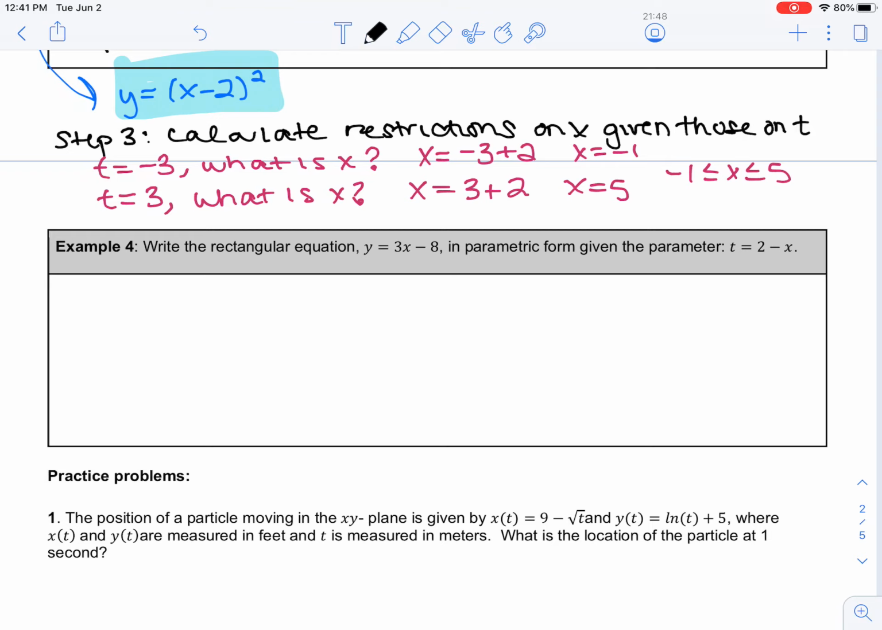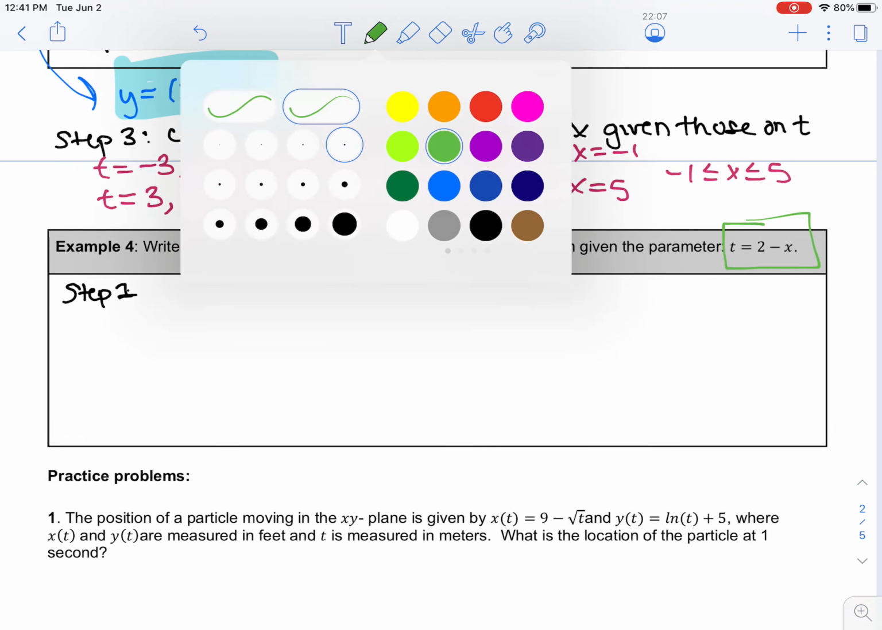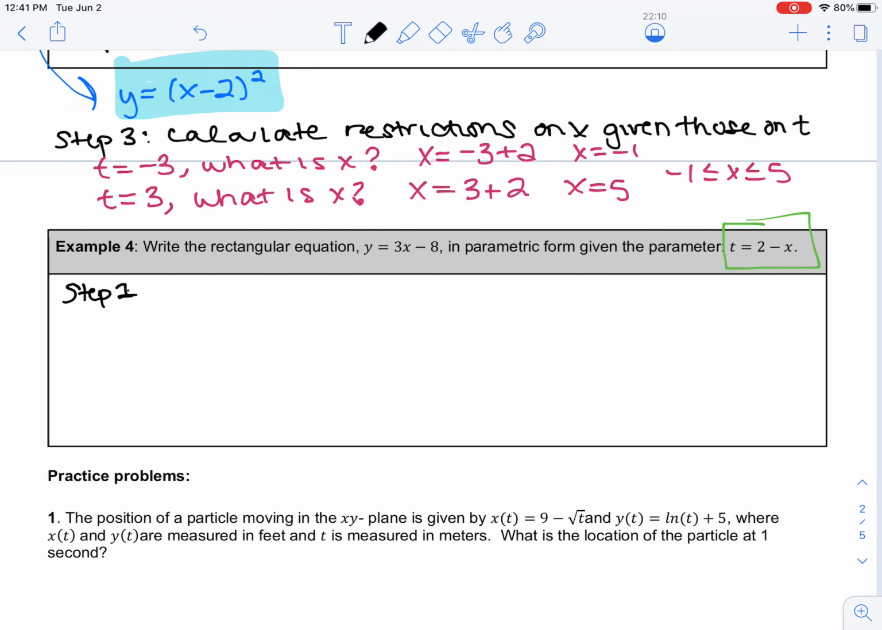Okay, so our first step here is we want to use that definition of our parameter, right? This guy right here, the fact that t is equal to 2 minus x, and we want to solve for x so that we can use that in a substitution in our next step. So our first step is to solve t equals 2 minus x for x. And all that tells us to do is take this equation here and get x by itself.